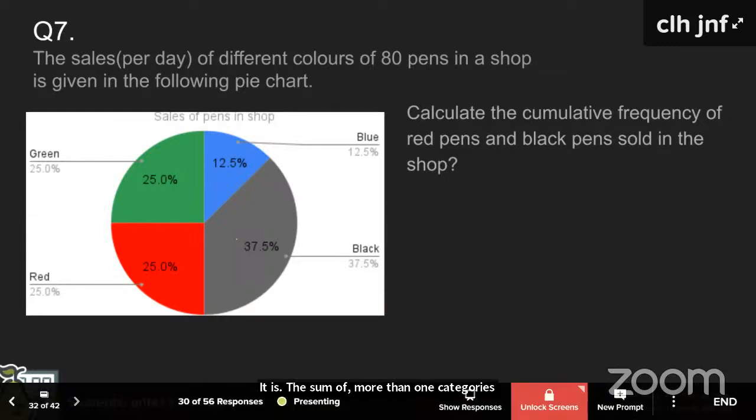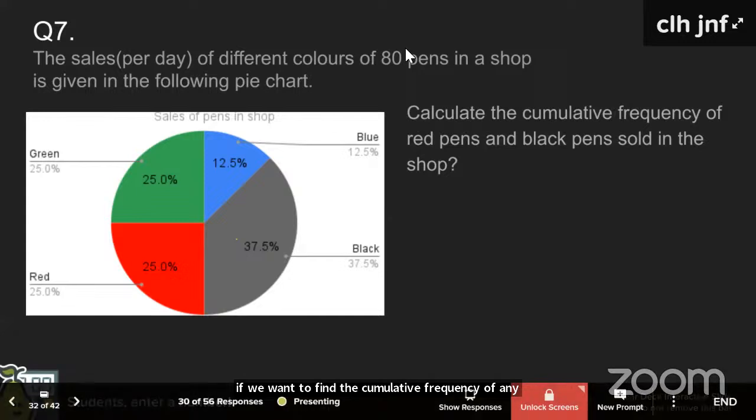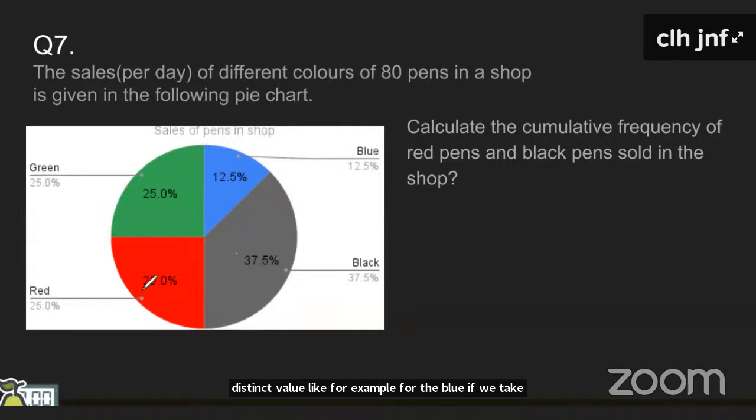Someone else was also asking a question. Ma'am, for the total frequency it's okay, I understand that the order doesn't matter, but if we want to find the cumulative frequency of any distinct value, like for example for blue, if we take it in a column, top to bottom, from green, blue, black, and red.